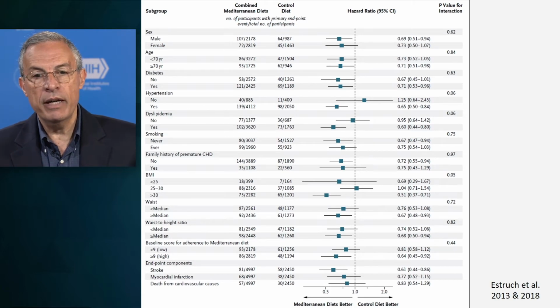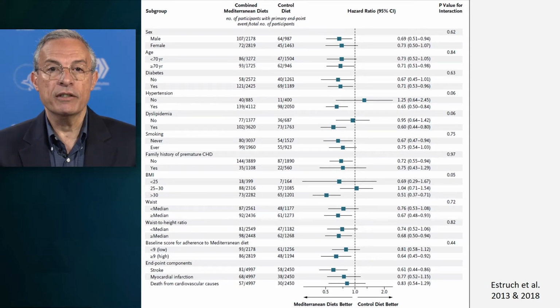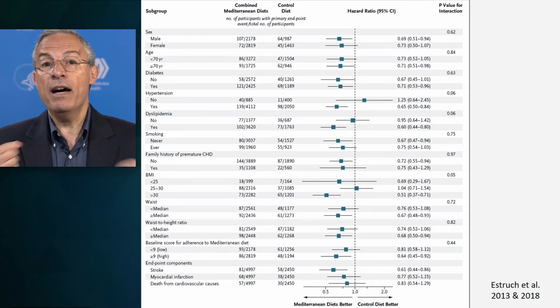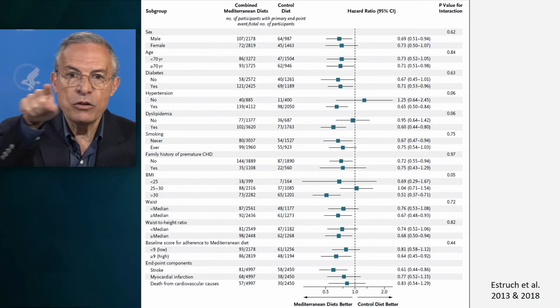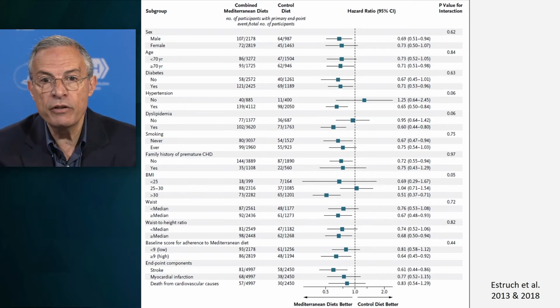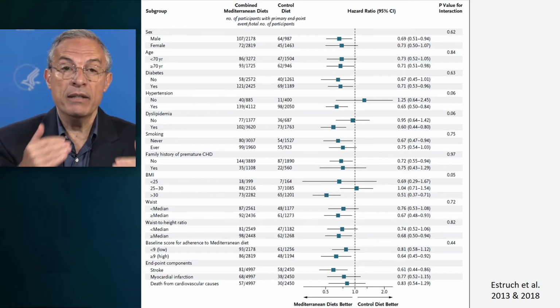If you're on the right, the control diet is better. Okay, so 1 means there's no difference. So the way not to do it is to look at the two intervals that you see for males and females. You see those two intervals? The female interval crosses 1 and the male does not.